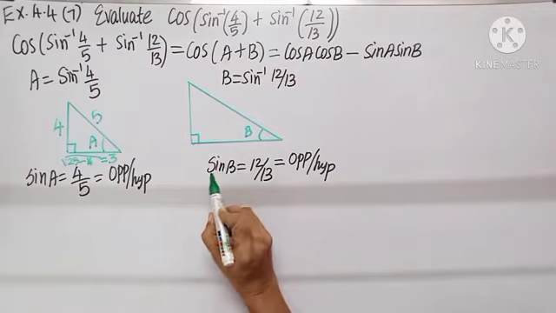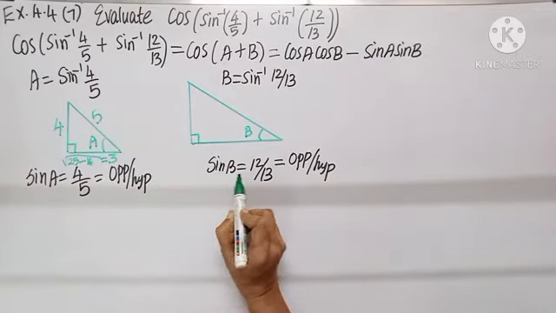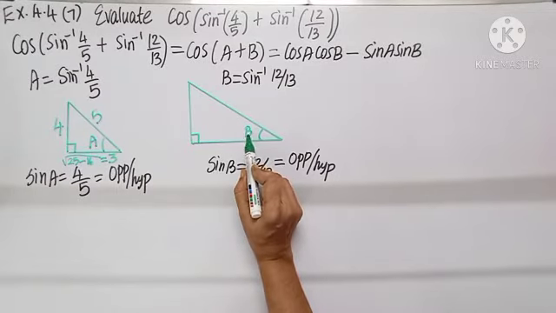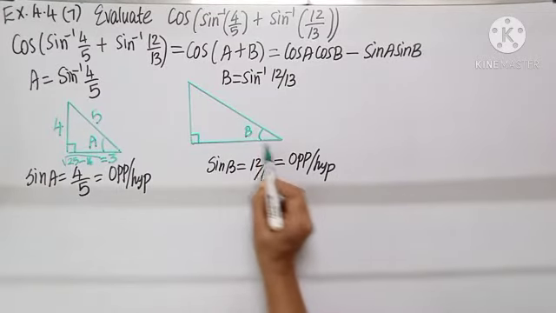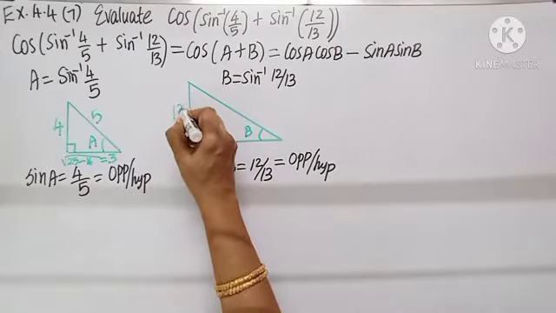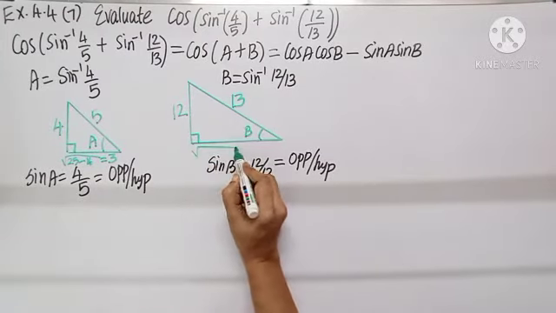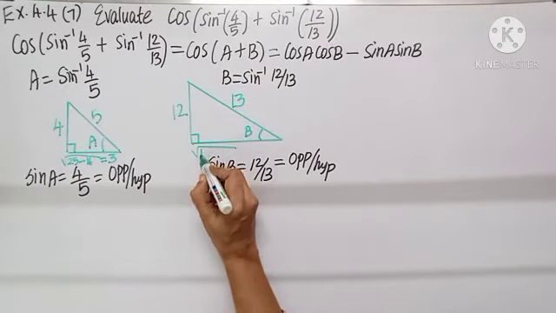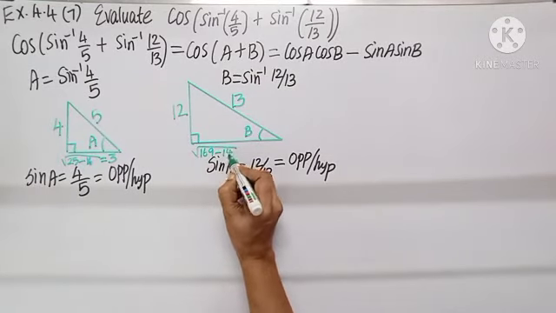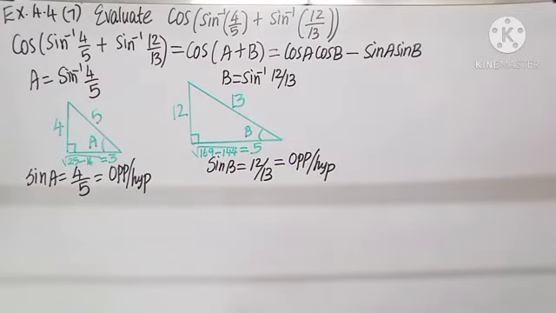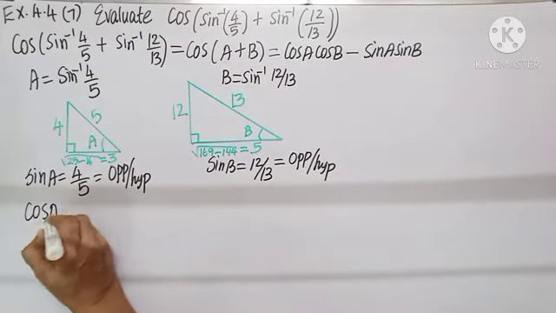When I come to sin B, sin B 12 by 13 tells me in this triangle B is marked here. Opposite for B is 12 and hypotenuse is 13. So what is the adjacent side? Square minus square. 169 minus 144. 25, square root is 5. Once I know the three sides, let me write down what is cos A.